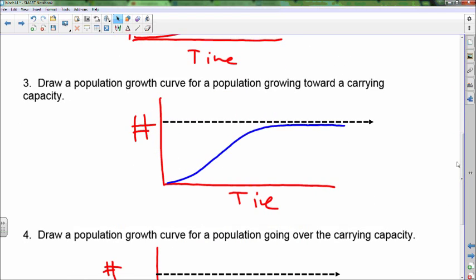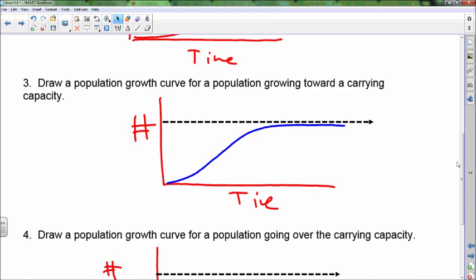Number three shows a population growth curve where a population is going to grow towards a carrying capacity. So here, as the organisms get closer to that carrying capacity, the total number of organisms that can actually fit into the environment, the line is going to flatten out because there are as many organisms dying as there are being born. And we're going to get kind of an equilibrium there.